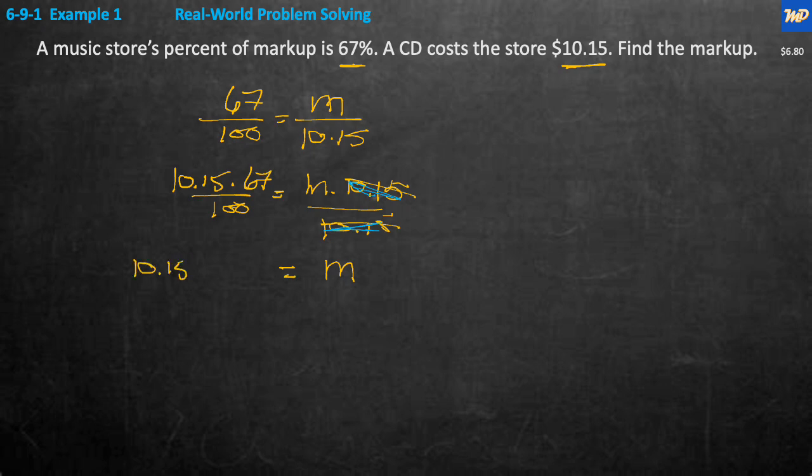$10.15 times 67 divided by 100. And what does that equal? I'll move the answer on this side. It equals $6.80. If we carry it out, it's not exactly perfect, but there's the price. That's the markup, because the markup is 67% of the original price. And here it is. M is equal to $6.80. Just like we did in the previous section.